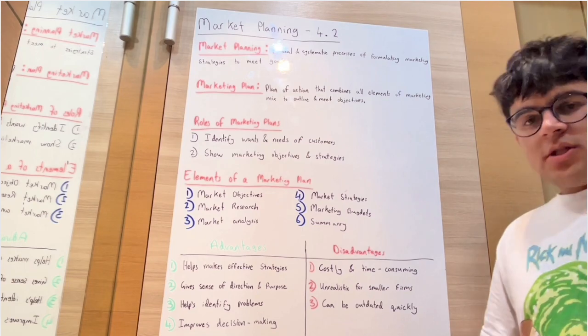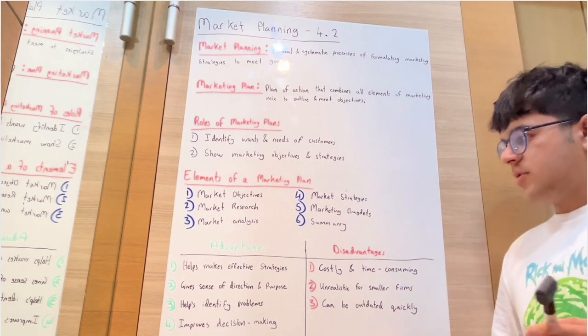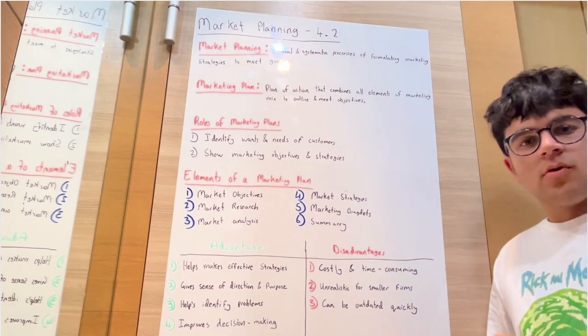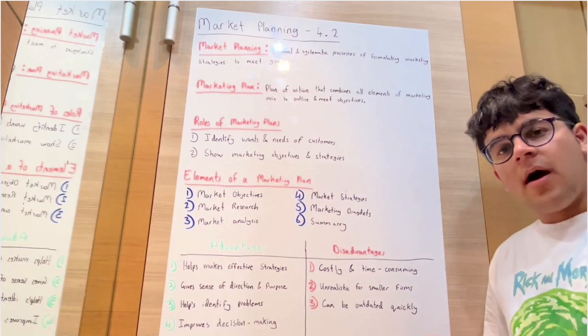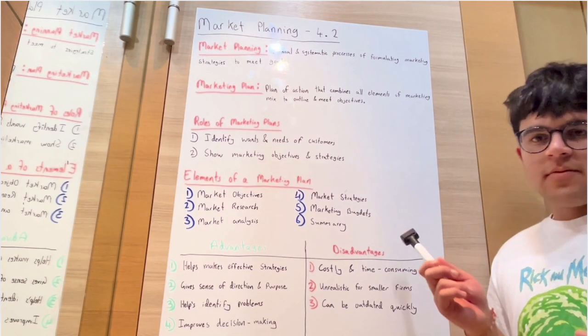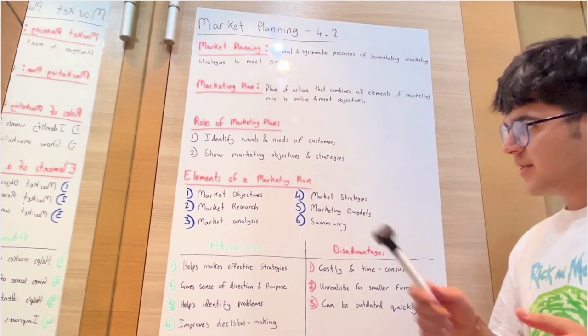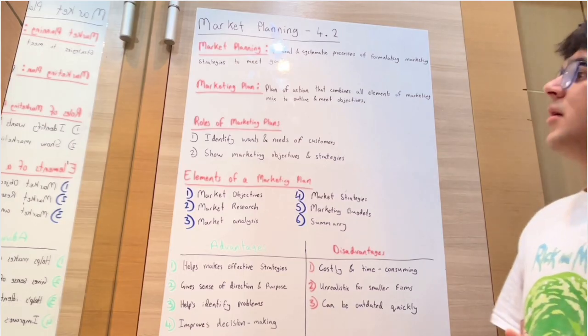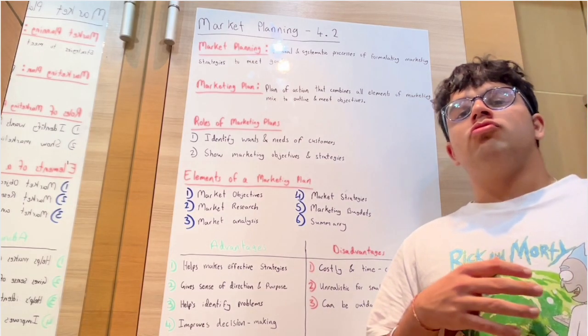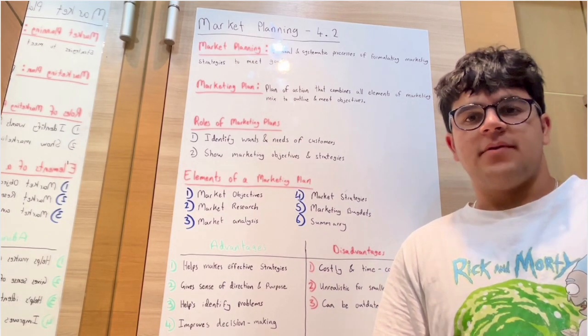Then you have marketing budgets. This kind of goes along with your strategies, just how much everything will cost, how much everything costs right now, and everything like that. And then you just end it with a summary. I think that's very simple. And let's move on to the advantages and disadvantages.